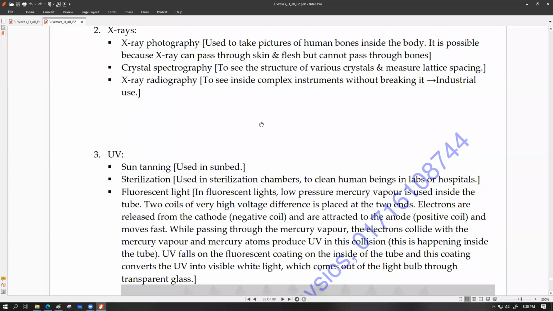Fluorescent light. Yes, read the explanation inside. Try to make sense of the explanation that is already given over here, and I'll tell you about this.